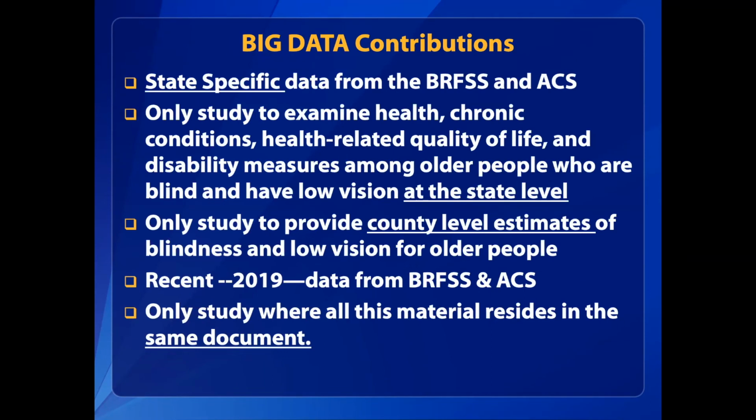So here's the contribution of this report. One is all original. Nobody's done this work before. It's state-specific data. It looks at both the BRFSS and the ACS. It's the only study that examines all these variables that we've talked about: health, chronic conditions, health-related quality of life, disability measures, and we have that at the state level. It's the only study that has been published that provides county level estimates of blindness and low vision among older people. And the data are recent, it's 2019.